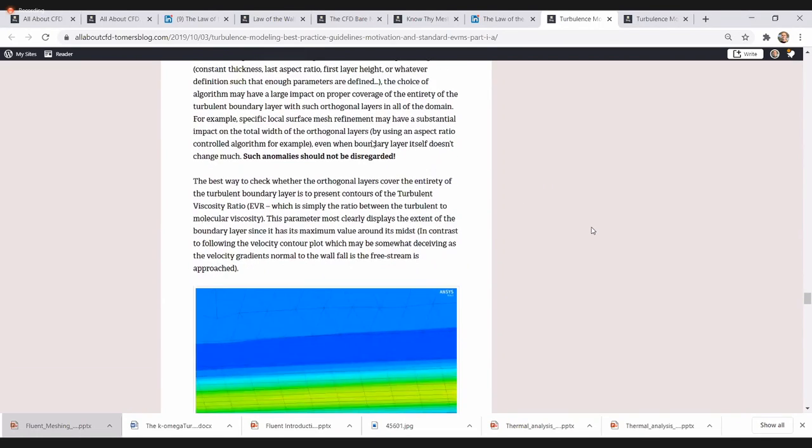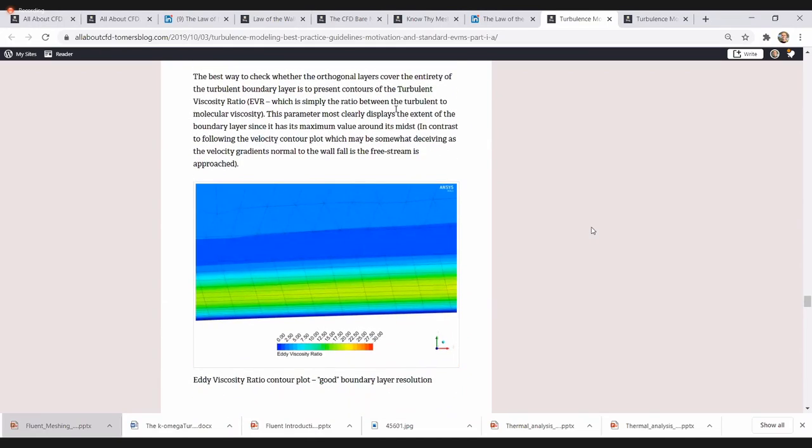It's very important. But the way to check that you cover all the boundary layer is using the eddy viscosity ratio. It's very important. Not the velocity. I mean, the velocity could lead you astray. It could look like you cover the boundary layer, but you don't. The eddy viscosity is maximum around the middle of the boundary layer.